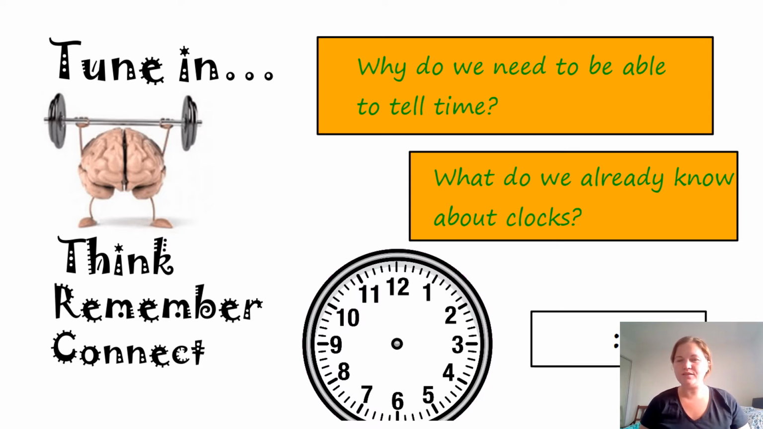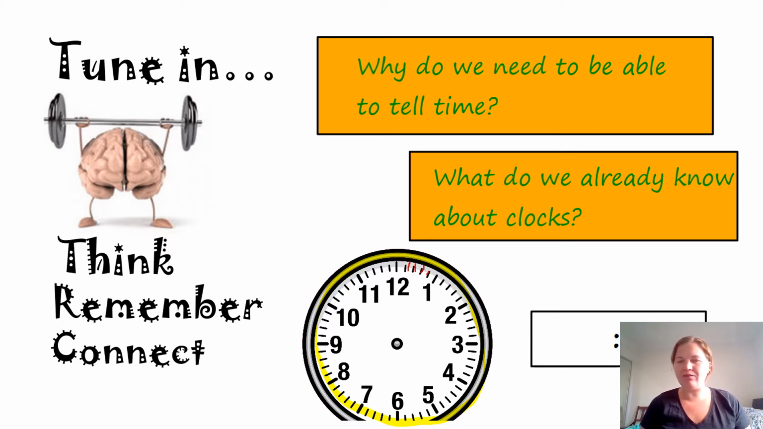The minute hand goes around and the minute hand counts in ones every time it goes to a new space on the clock. So every time it goes around a whole clock, a whole rotation, it has done 60 minutes. And 60 minutes means 1 hour.